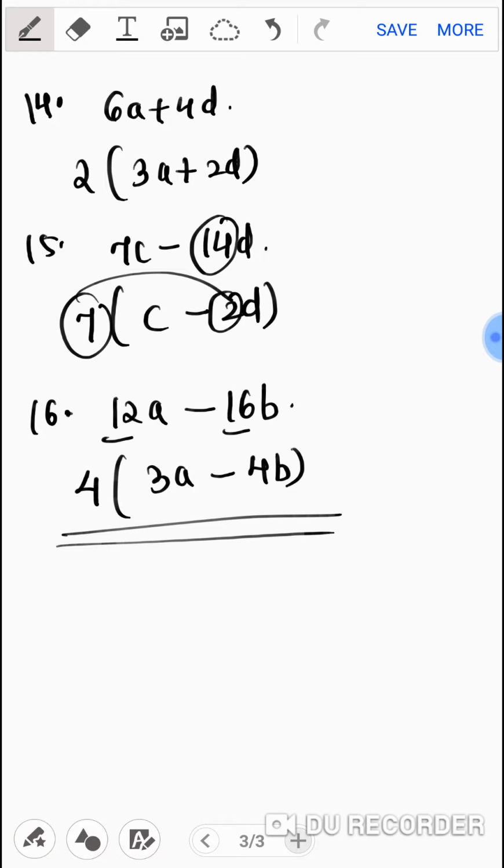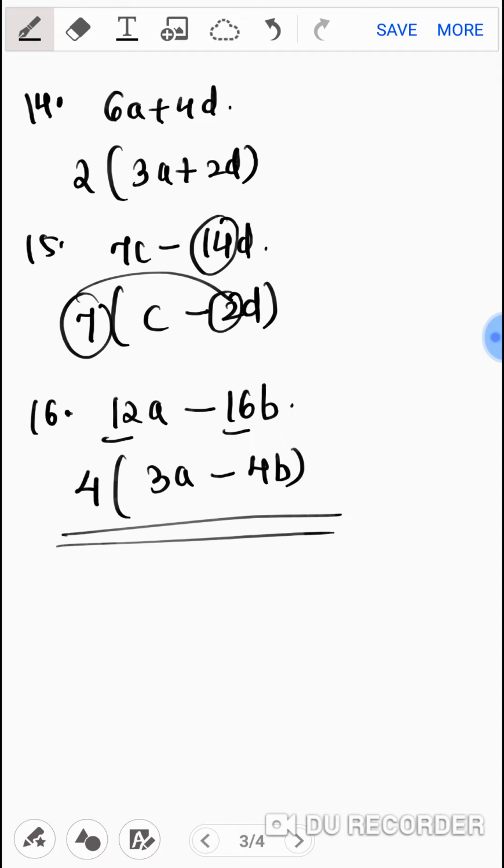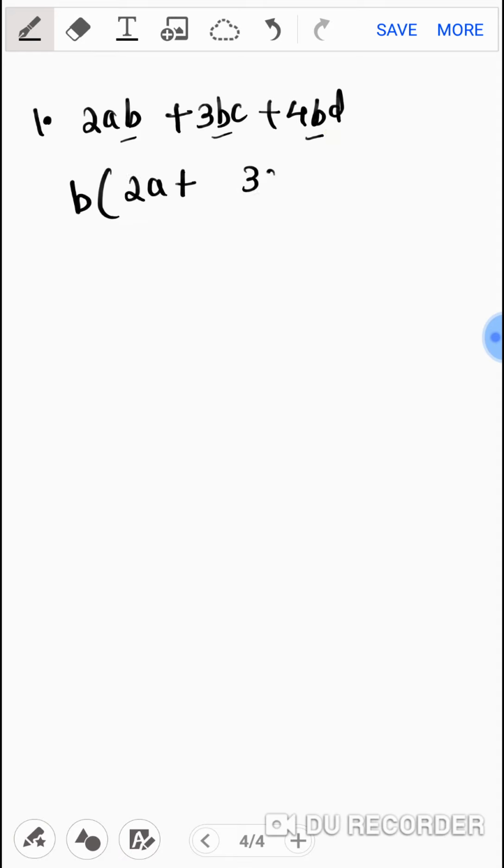Further we'll take another set. Let's start. These all were 2 terms. The expression had 2 terms only. Now I'll be taking 3 terms. For example, we have 2ab plus 3bc plus 4bd. My dear kids, what common can you take from all these? b. Yes, let's take b common, and inside will be something like this. That's your answer.